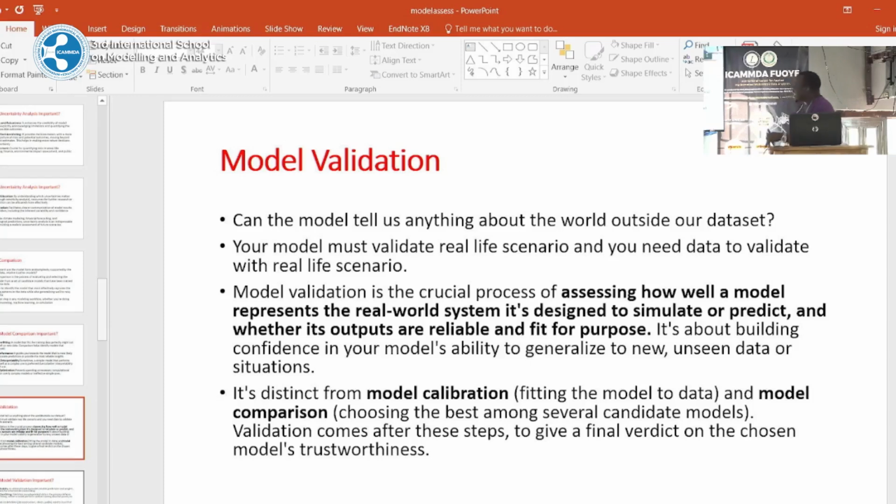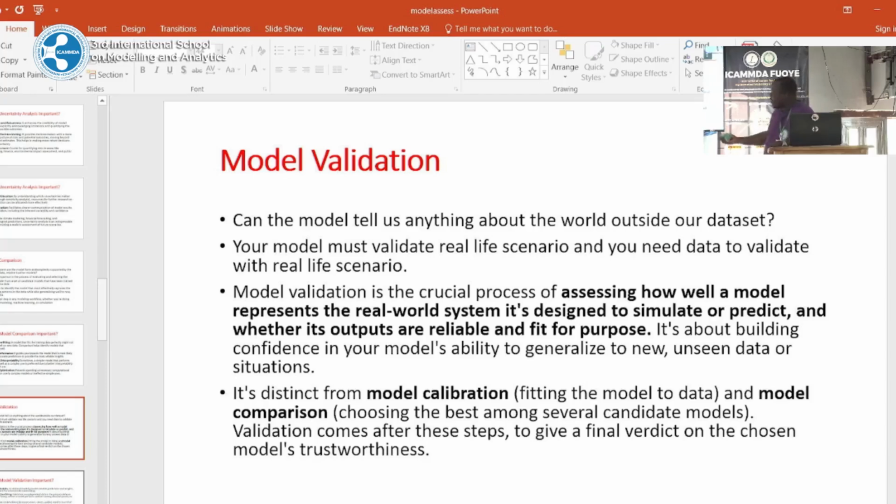So, model validation is the crucial process of assessing how well a model represents the real world system it's designed to simulate or predict, and whether its outputs are reliable and fit for purpose. It's about building confidence in your model's ability to generalize to new unseen data or situations.